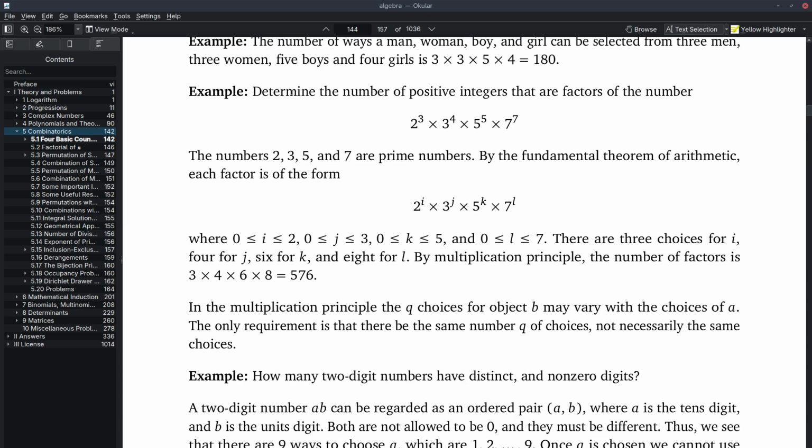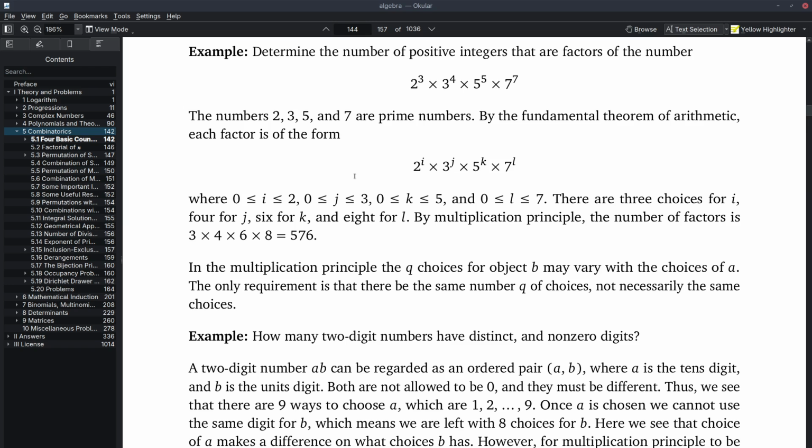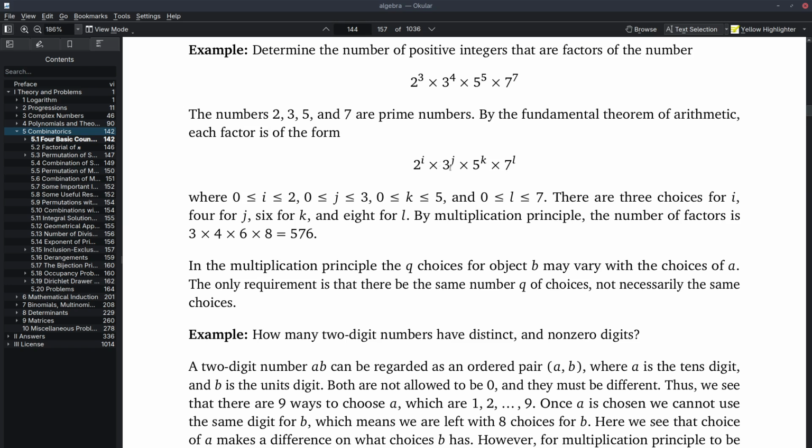Next example is, determine the number of positive integers that are factors of the number 2 to the power 3 into 3 to the power 4 into 5 to the power 5 into 7 to the power 7. The numbers 2, 3, 5, 7 are prime numbers. By the fundamental theorem of arithmetic, each factor is of the form 2 to the power i, 3 to the power j, 5 to the power k into 7 to the power l, where the ranges are written here.